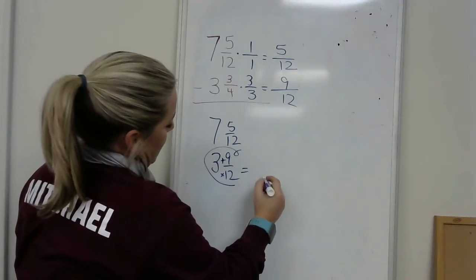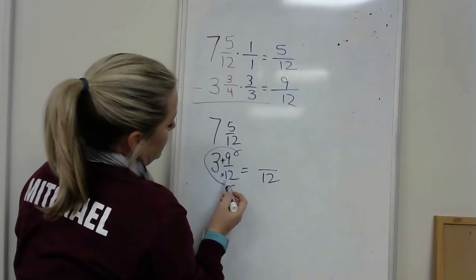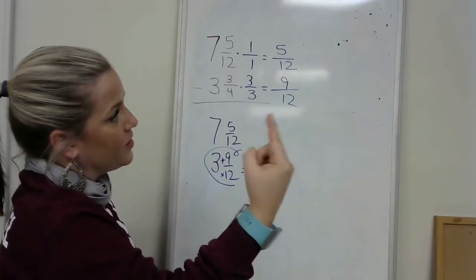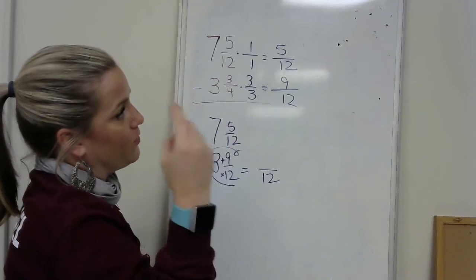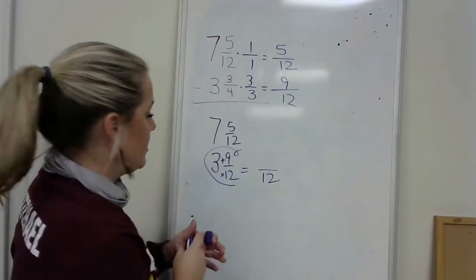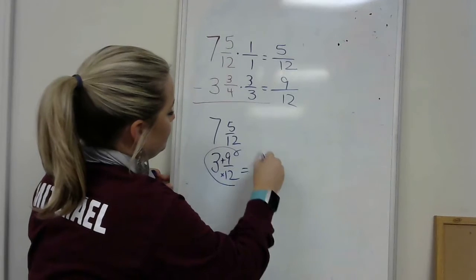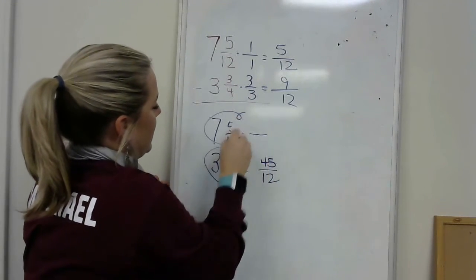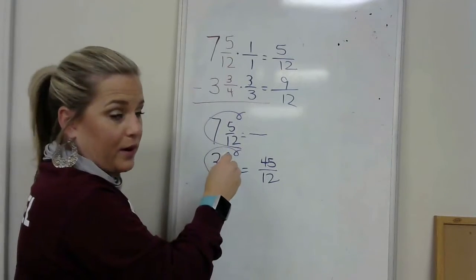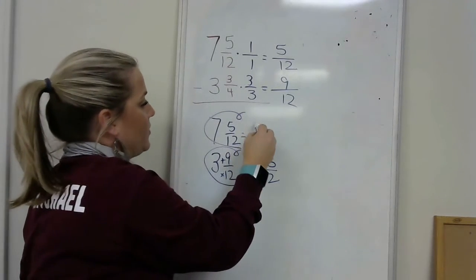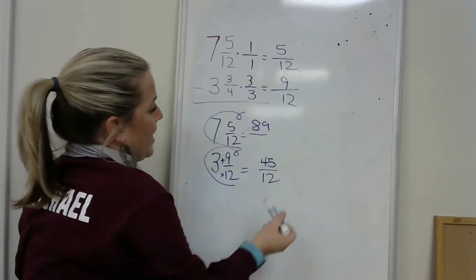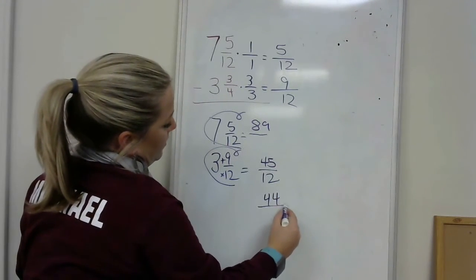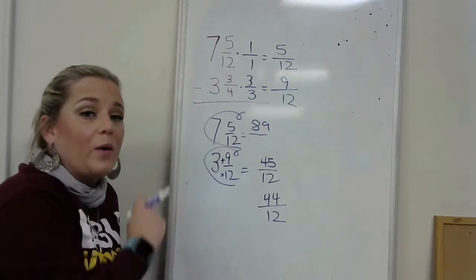All right, so we have 12 times 3 is 36. 36 plus 9, 37, 38, 39, 40, 41, 42, 43, 44, 45. So we have 45/12. And then we have 12 times 7 is 84. We already discovered that. And 84 plus 5 is 89. And 89 minus 45 is 44. And we get 44/12, which is what we had a while ago.